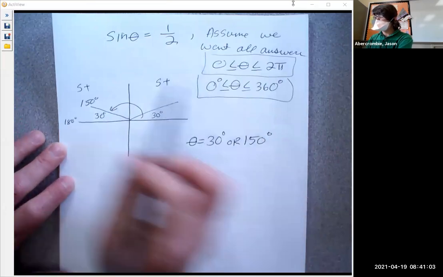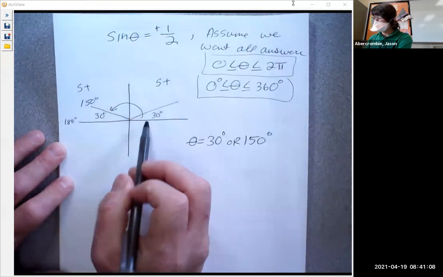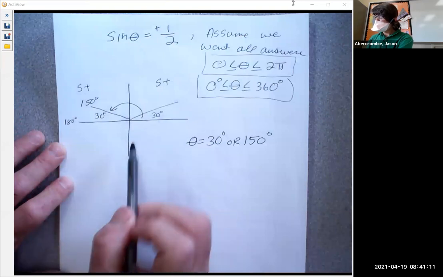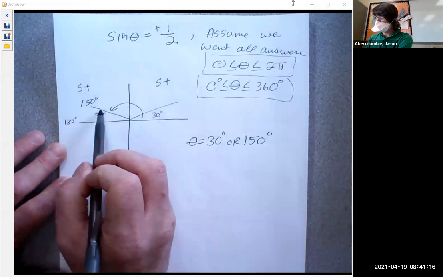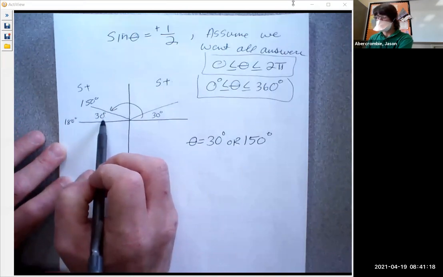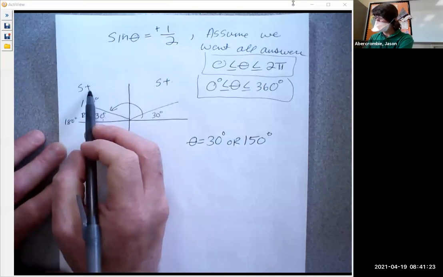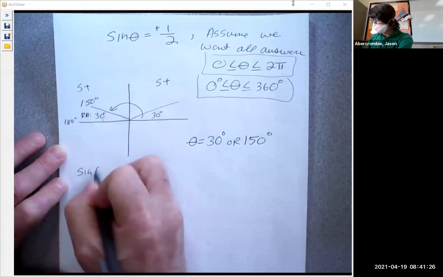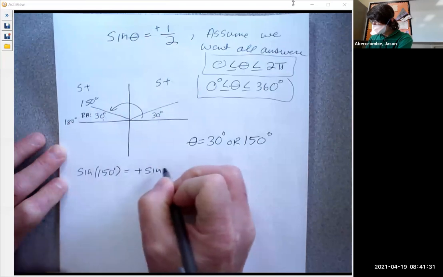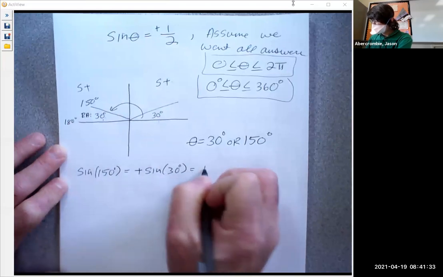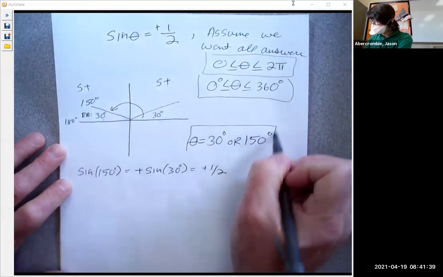If you were to take sine of 30, you would get that positive 1/2, because sine's positive. The sine of 30 is 1/2. If you put in 150 here, the sine of 150 is the same as the sine of 30, which is the reference angle. This is my reference angle. And since sine is positive right here, you could say sine of 150, just to check yourself, is equal to positive sine of 30, which is positive 1/2. So this is my answer in degrees.